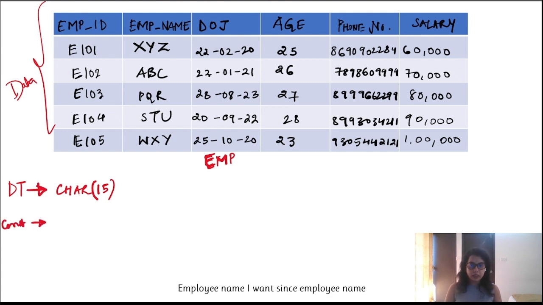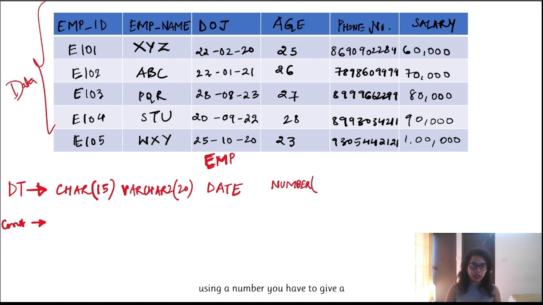Employee name can be changed, right? So I want it as a varchar. Now date of joining, of course, is a date. Age, we can keep as a number. When you're using a number, you have to give a precision. In our case, I'll give 3 since it's an age. Next is phone number. Similarly, my phone number column is of number data type, and the value assigned in the phone number column should not exceed 11 characters. Now salary is the same, a number, and here also I'll give a 10.